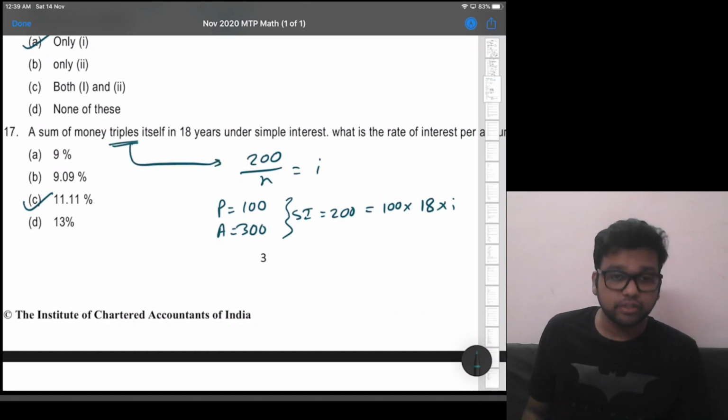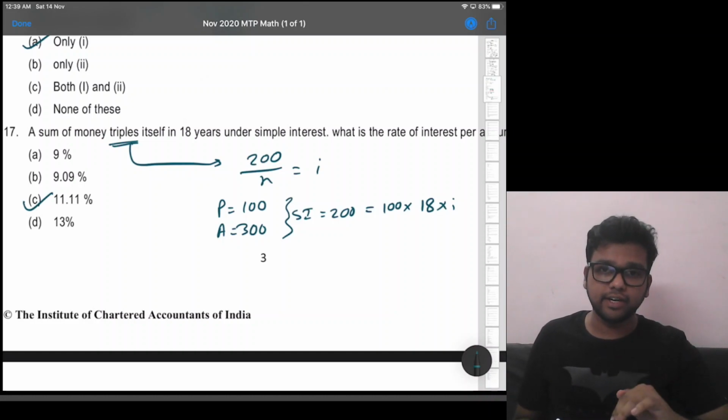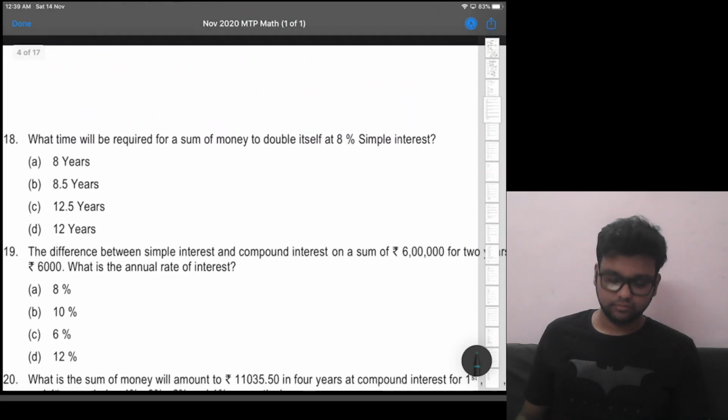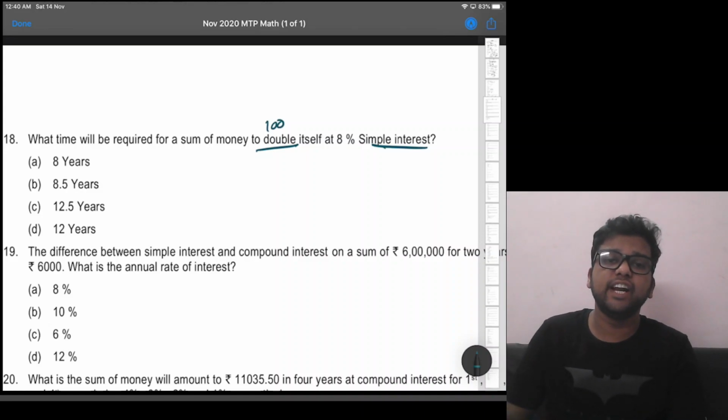So for triples you can use 200. For 4 times you can use 300. For doubles you can use 100 and so on. So here it is doubles and simple interest, so we can use 100. What time will be required for a sum of money to double itself at 8%?